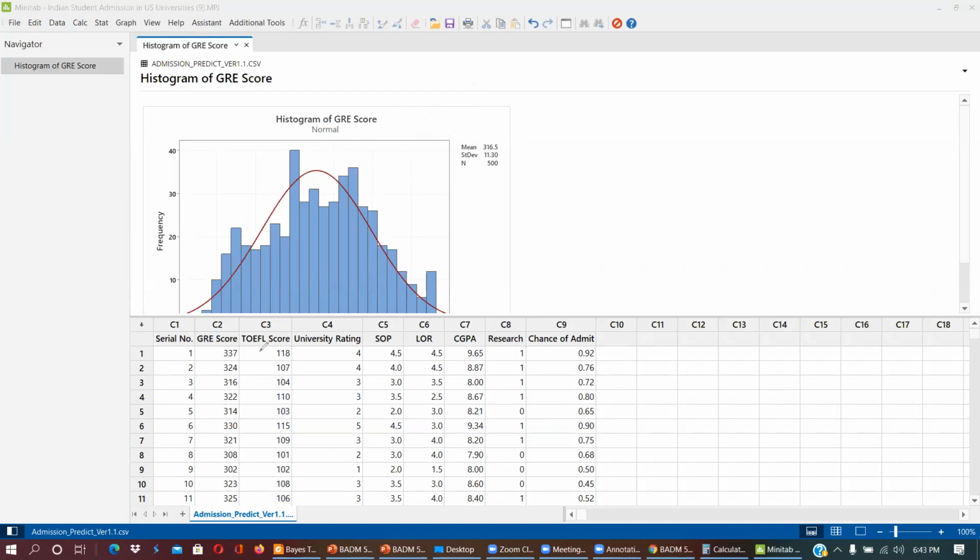Now, what would be the Z value of the first value? First value 337 minus 316.5 divided by 11.3. If we calculate this, we can get the standardized value here. Now this is the concept, and we have the option right here to do this.